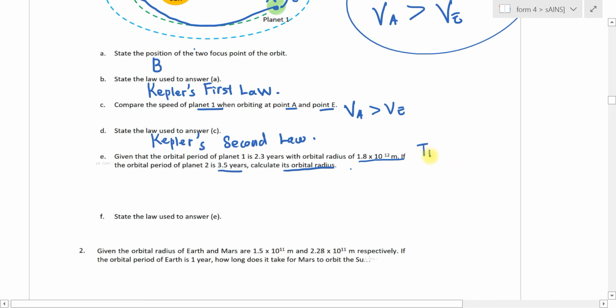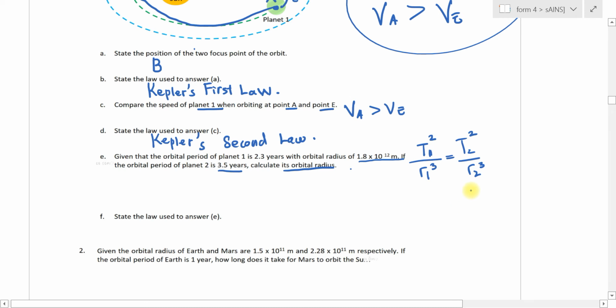Saya ajar tadi tu. T1 over R1, T2 over R2. T1 ni untuk planet satu lah, T1 R1. T2 ni untuk planet yang kedua. Yang ni kita square, ini kita cube. Kalau kamu tulis sekali nanti 1, 2, nanti 3, nanti you will confuse. Why I put 1 here, why I put 2 here. So T1 R1, T2 R2. You do like that first, and then numerator you square, denominator you cube.